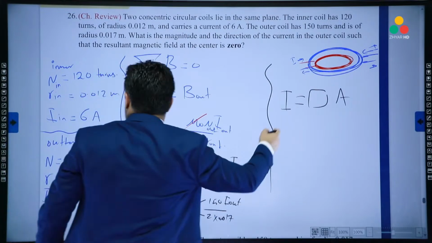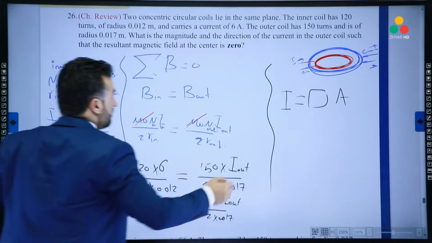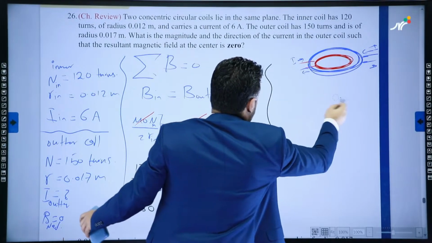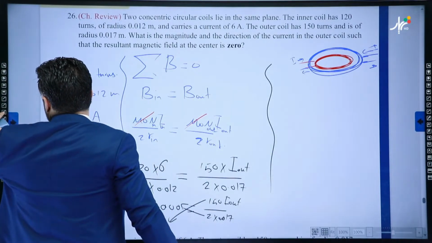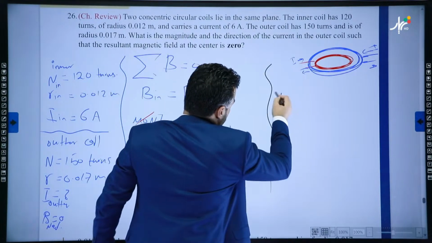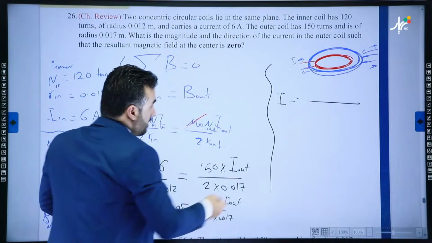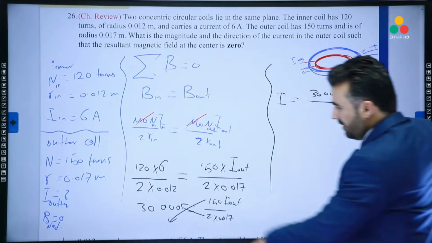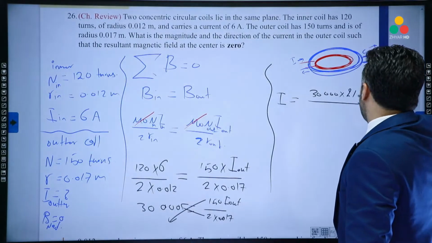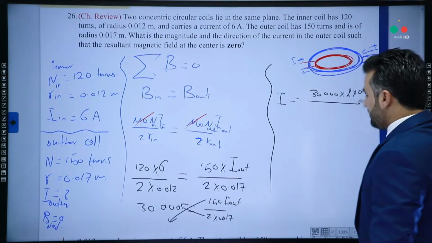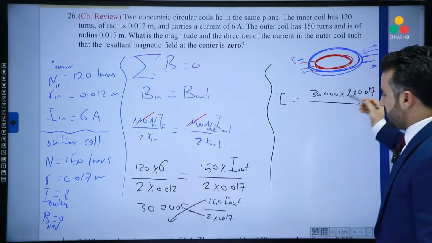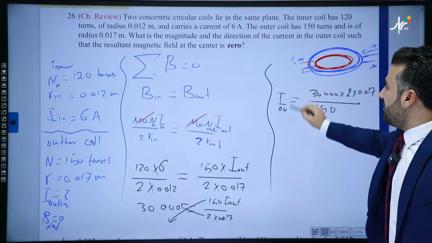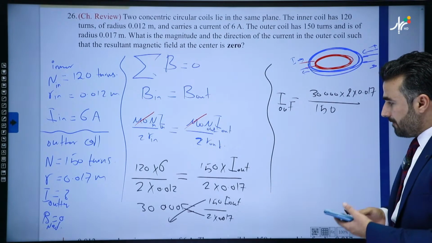So I think I'll have to erase this one. It's too small, but we've done it. Okay, right, it's black. So I equals to here, if I rewrite it again, that is basically 30,000 multiplied by 2 times 0.017. That is correct. And then divided by 150. This is I for the outer coil here.